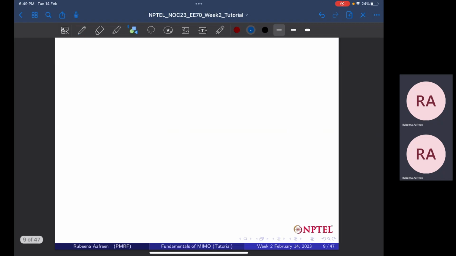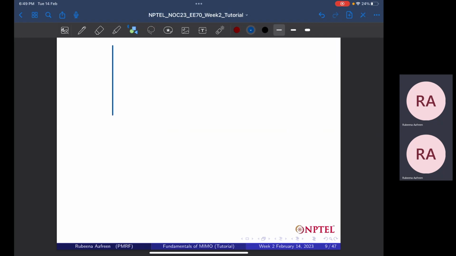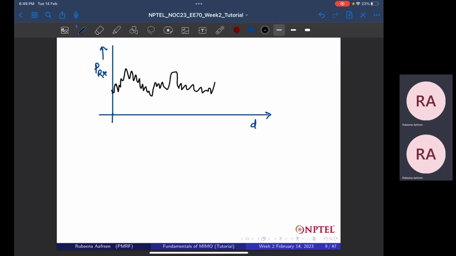So suppose this is our axis for received power, and this is the D axis. Two things are happening. One thing is that there are local fluctuations. And the other thing is that there is an average fluctuation that is dependent upon the distance. So we can call these instantaneous fluctuations, and these are the average fluctuations.